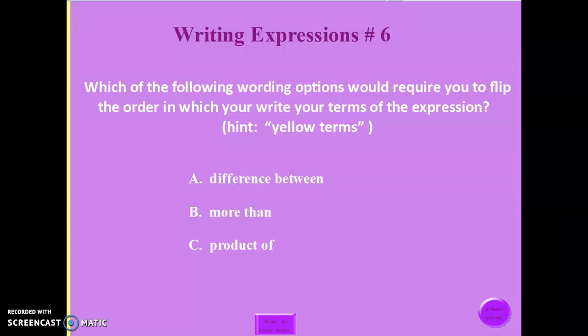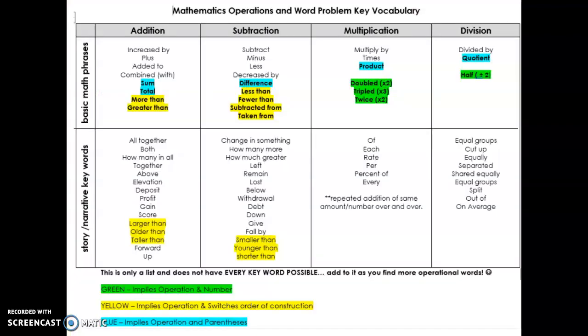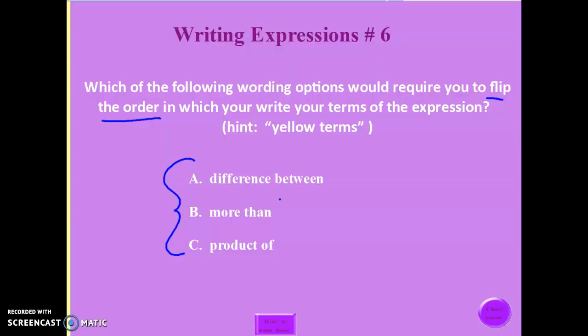All right, so we talked about there are wording options that require you to flip the order in which you write your terms. So those were our yellow terms. So I give you some options. Can you identify it? And you're going to be able to use this keyword chart. So looking over those yellow terms, more than is the option that would have to switch the order of your terms. Usually it's words with more or than and from.